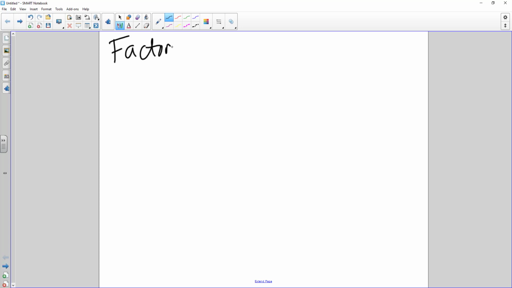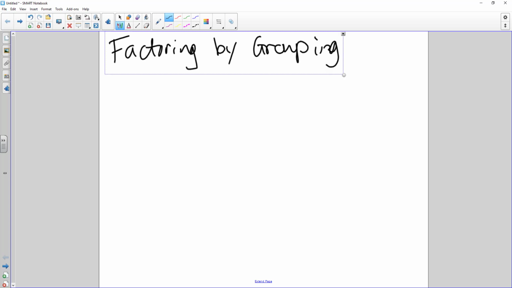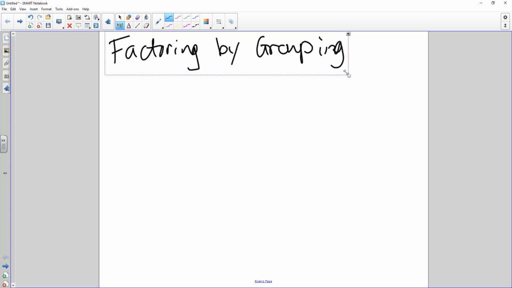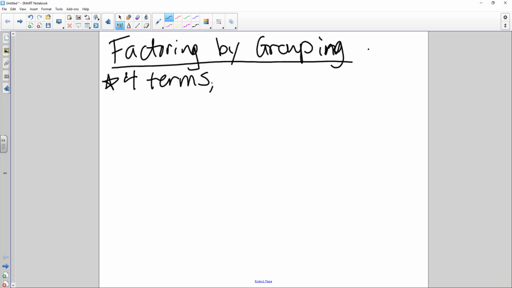Factoring by grouping can be done when there are 4 terms. So this is the type of factoring done when there are 4 terms. And often, not always, but often, the highest term is cubed. So often it's an x cubed type of polynomial.